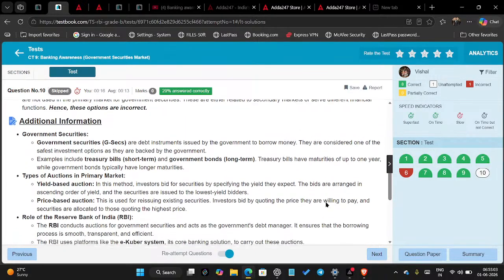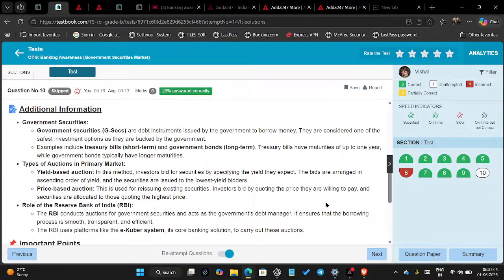Government securities are debt instruments issued by the government to borrow money. They are considered one of the safest investment options as they are backed by the government. Examples include treasury bills and government bonds. ट्रेजरी बिल शॉर्ट टर्म्स के लिए होता है और गवर्नमेंट बॉन्ड इज फॉर द लॉन्ग टर्म. Treasury bills have maturity of up to 1 year, while government bonds typically have longer maturities.